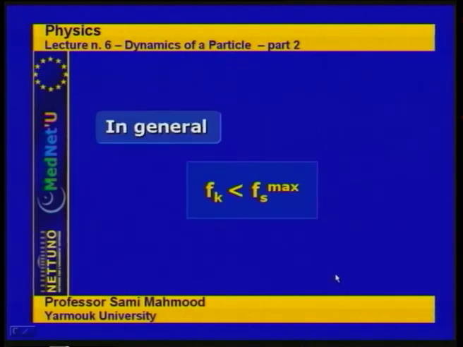In general, as we saw from the previous figure, the kinetic frictional force is smaller in magnitude than the maximum static frictional force. This is a general rule.